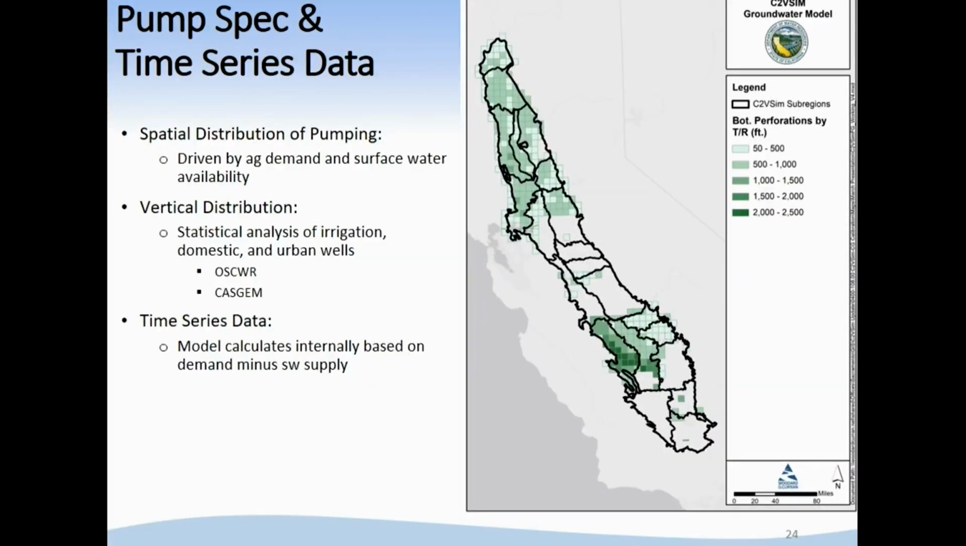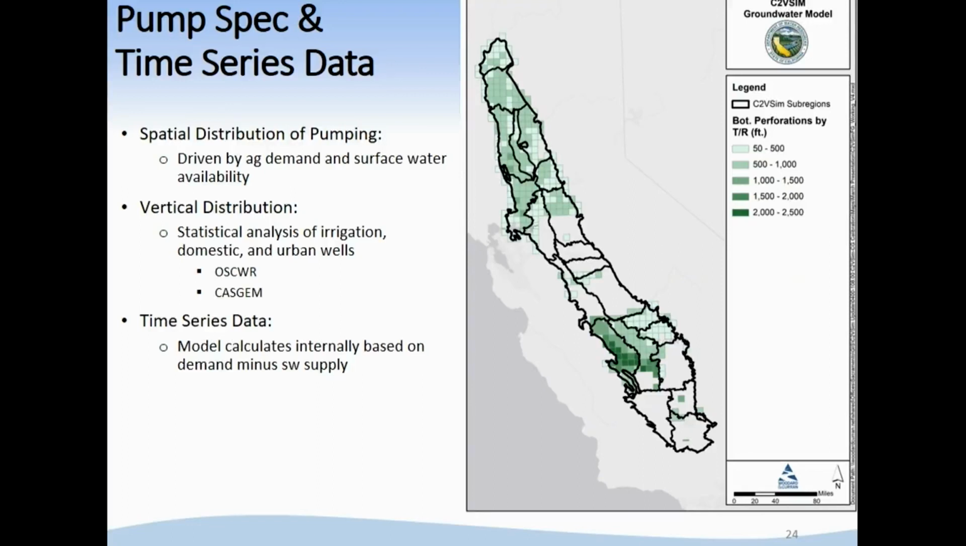Pumping specifications and time series data. The spatial distribution of the pumping in the model is dictated by agricultural and urban demand and the availability of surface water supply. The model looks at how much the demand is and how much surface water supply is available, and then the remaining demand is put on groundwater pumping.